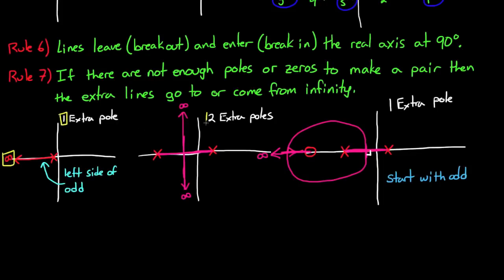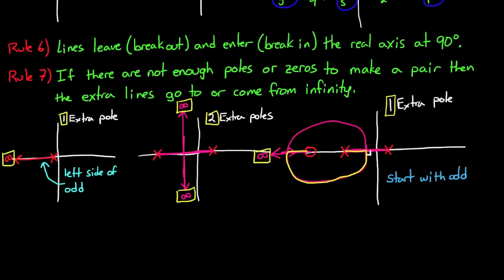But notice that when you have one extra pole, you always have one line going off to infinity, and when you have two extra poles, you have two lines going off to infinity. And if I had drawn this a little differently and you had two extra zeros, then you would have two lines coming in from infinity.